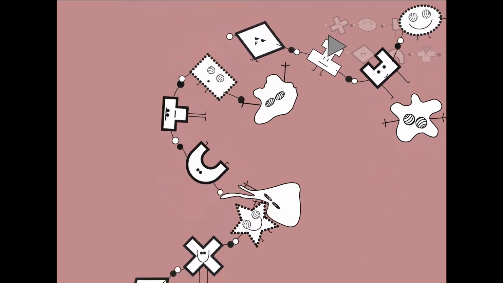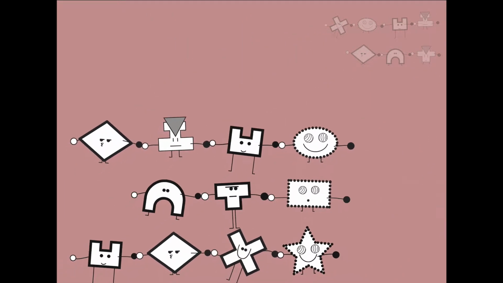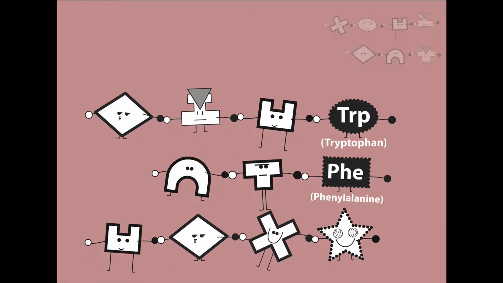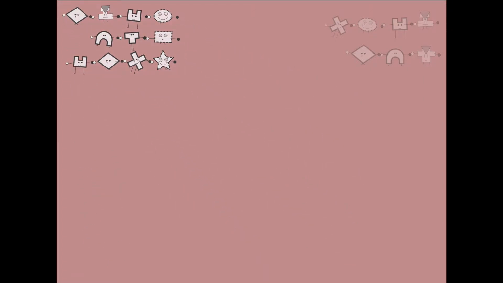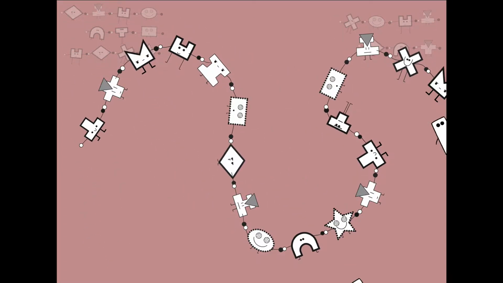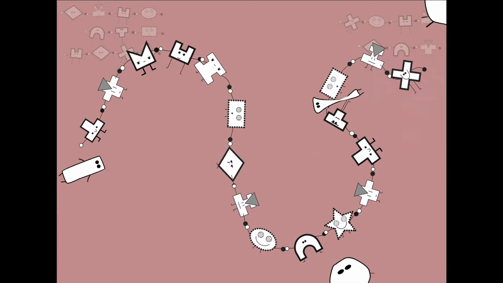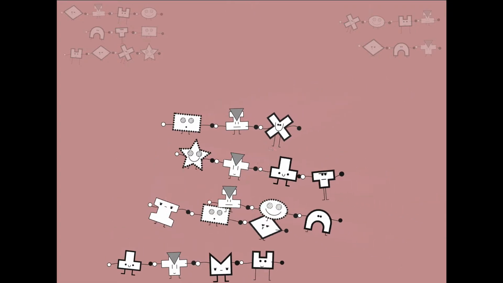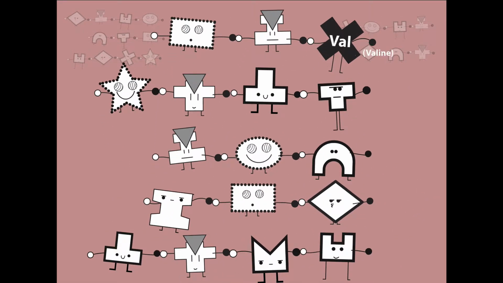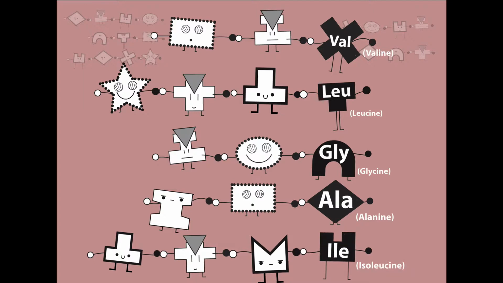Chymotrypsin breaks the bonds on the carboxyl side of the aromatic amino acids, tryptophan, phenylalanine, and tyrosine. This produces peptide chains ending in tryptophan, phenylalanine, and tyrosine. Elastase breaks the bonds on the carboxyl side of the aliphatic amino acids, valine, leucine, glycine, alanine, and isoleucine.